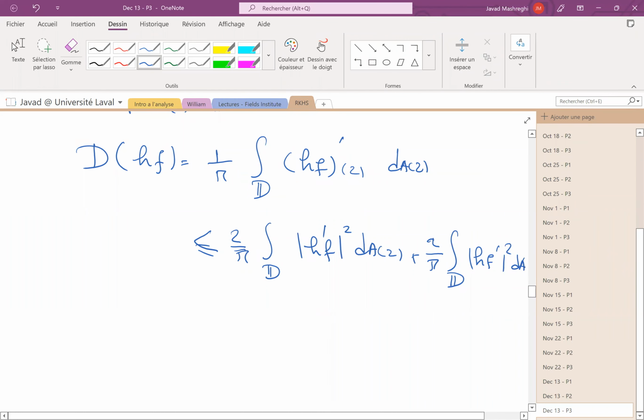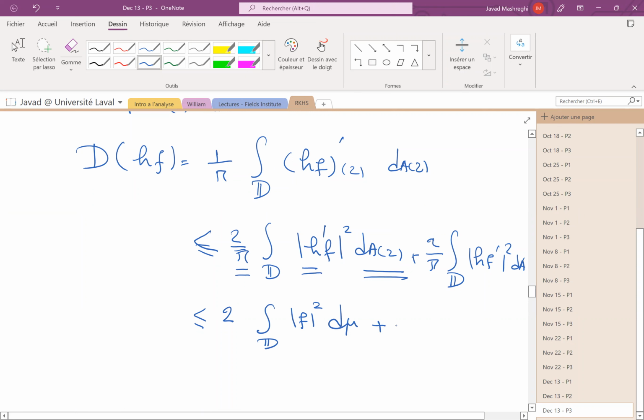And, well, less than or equal, for this one, I write it as 1 over pi |h'| squared dA(z). I write it as integral over D of |f| squared dμ. The whole thing is dμ.